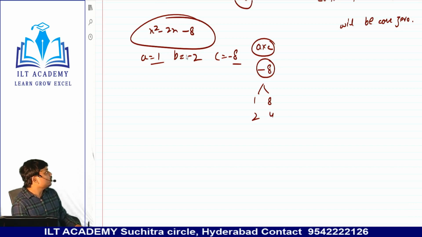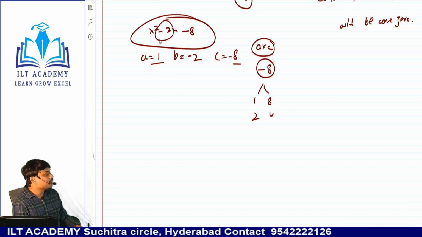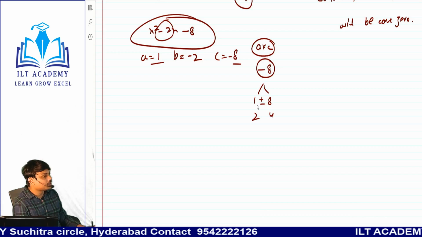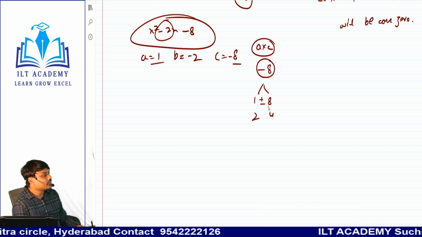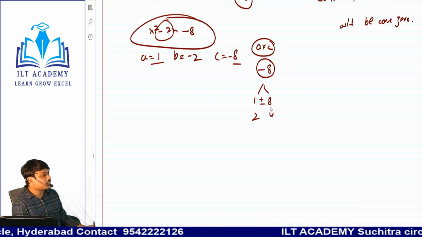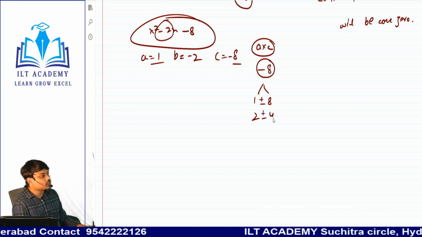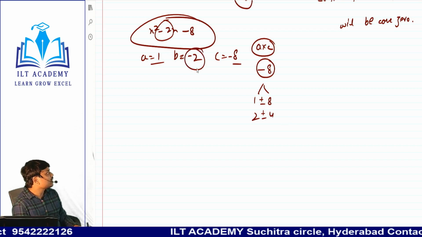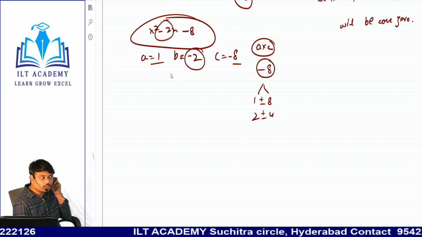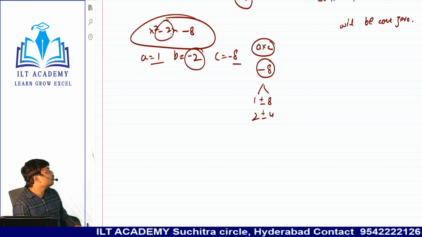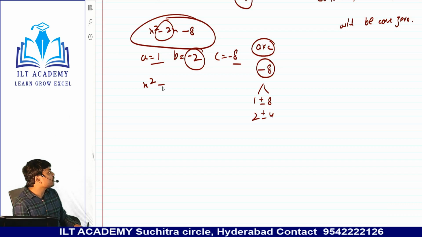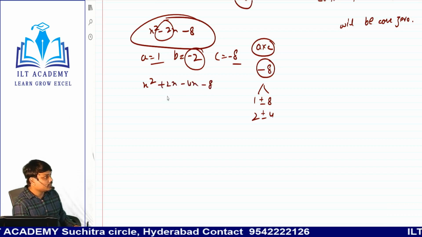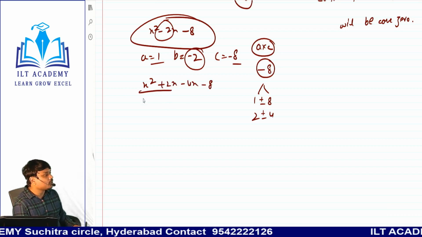Clear? Now here you have minus 2. Is it possible by doing plus or minus? 1 plus 8 is 9. 1 minus 8 is 7. 2 plus 4 is 6. 2 minus 4 is minus 2. We got minus 2, right? So you need to split the middle term using that. x square plus 2x minus 4x minus 8. Any doubts? Clear?